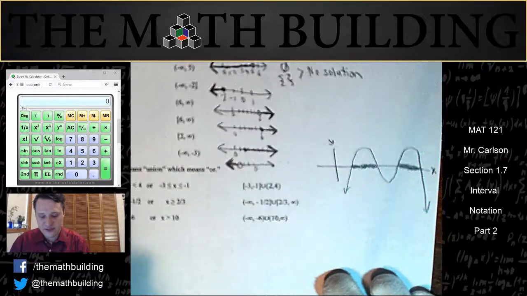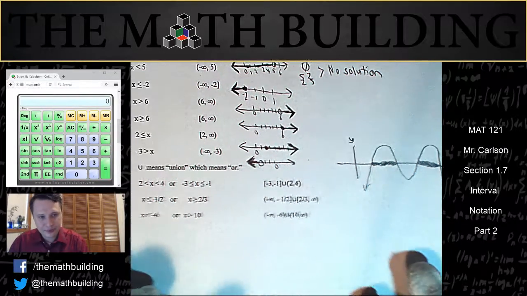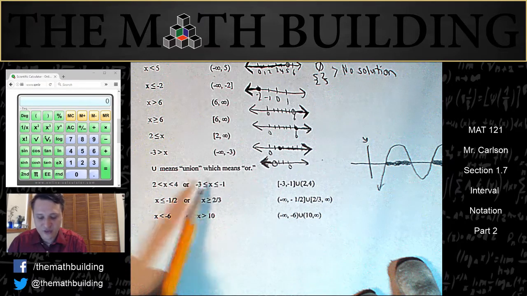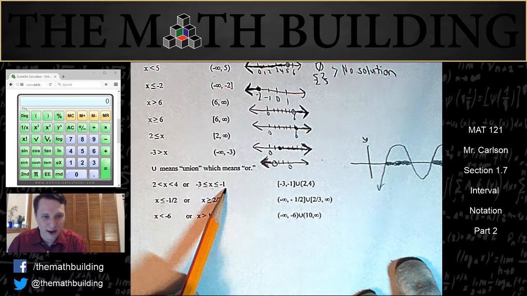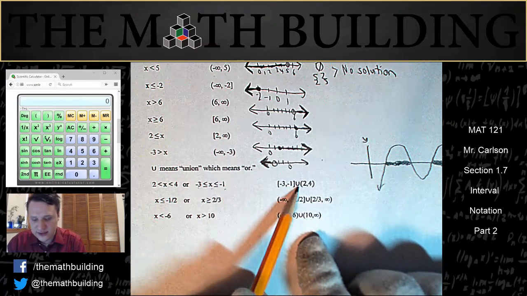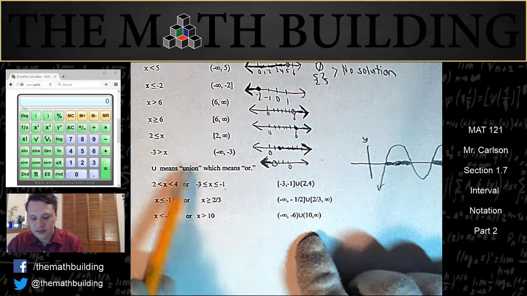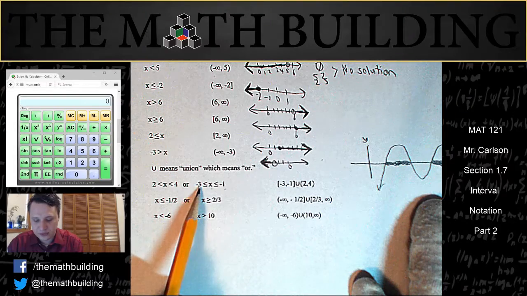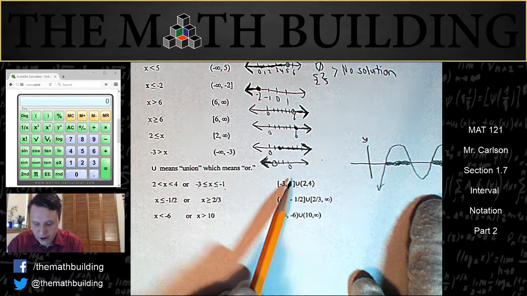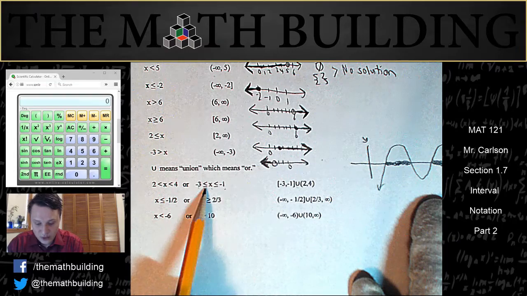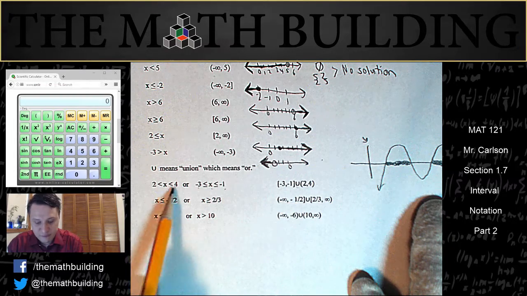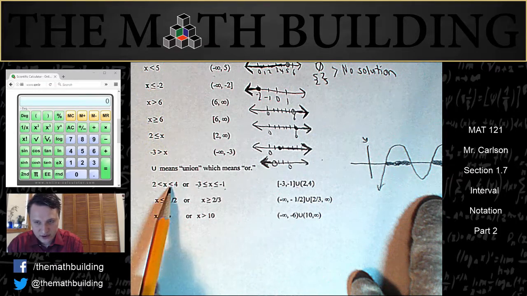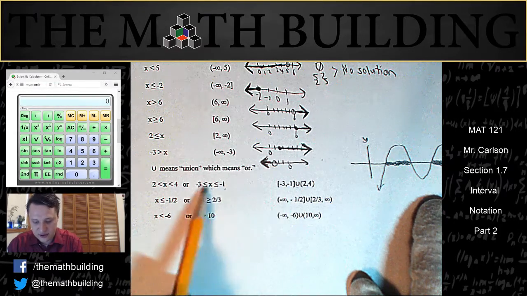So here's an example of how that would look. If we were saying 2 is less than x is less than 4, or -3 is less than x is less than -1, then you would write that like this, with this little u right here. And this u means union. And union means or, as I just said. Notice for -3 to -1, I have brackets because we have the equal signs here. And 2 to 4, I have parentheses because I don't have equal signs right here.